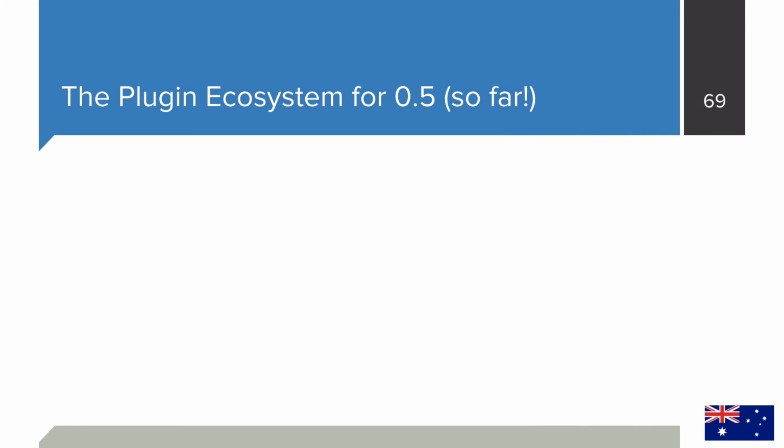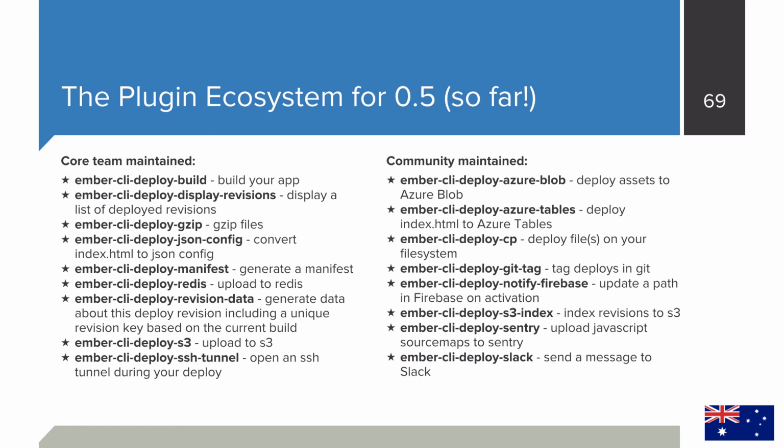So we released 0.5.0. We've obviously got a few plugins there. You might wonder, is that about it? But surprisingly enough, we've got a pretty good ecosystem already of plugins. You can see a bunch of them on the left. JSON config, which we didn't use. SSH tunnel for if you need to SSH. These are maintained by the core team. And on the right, we've got a bunch of community-maintained plugins allowing you to notify Firebase, git tag, push your source maps up to Sentry. So it's pretty amazing already.